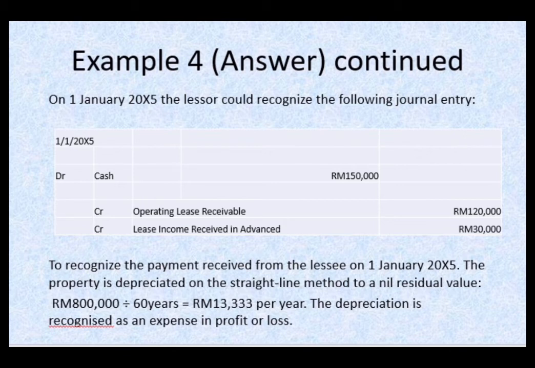Then, for the next step, we should calculate the depreciation of the property on 1 January 20X5, as the figures were given in the first paragraph. So, to recognize the payment received from the lessee on 1 January 20X5, the property is depreciated on the straight line method to a nil residual value. So, 800,000 is the cost of the property, divided by 60 years, the economic life of the property, and you will get 13,333 per year. Then, the depreciation is recognized as an expense in the statement of profit or loss.